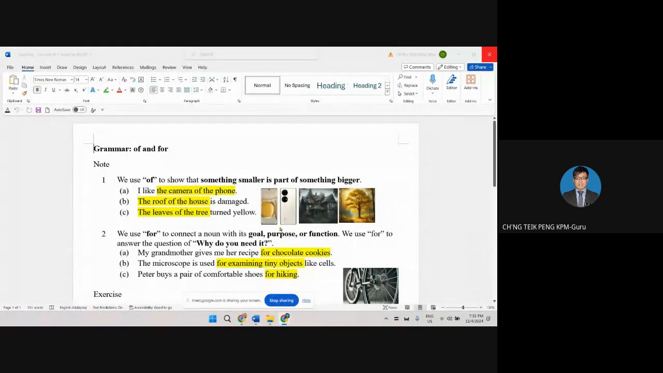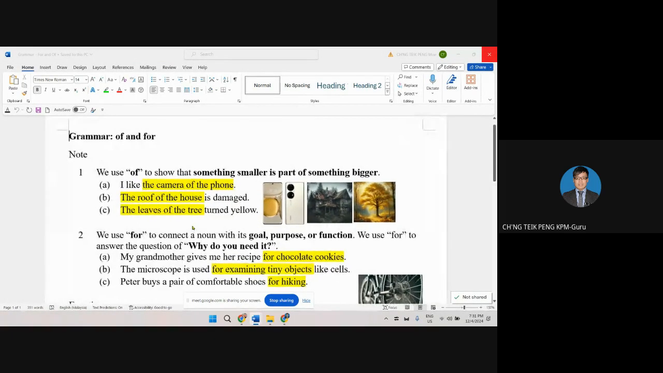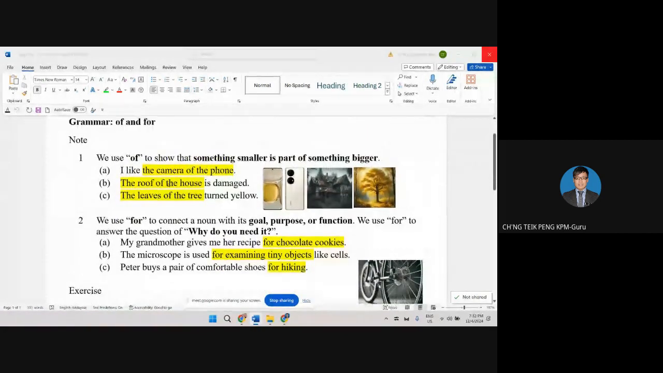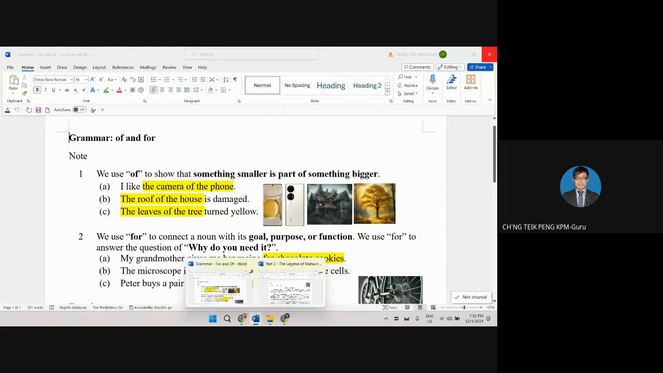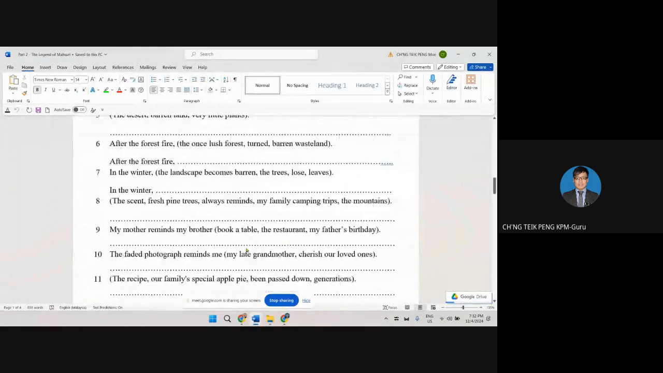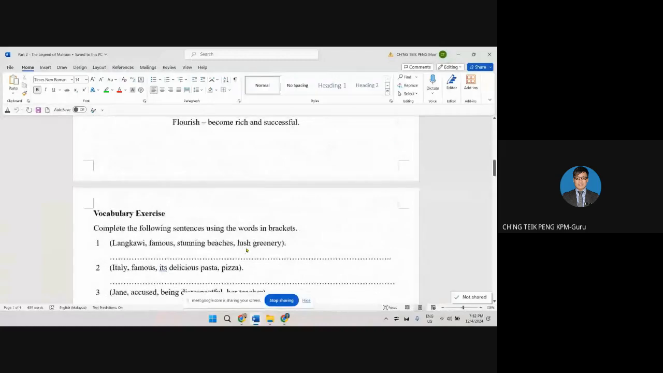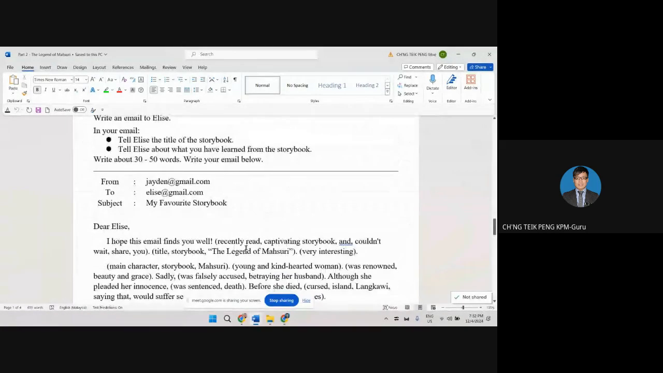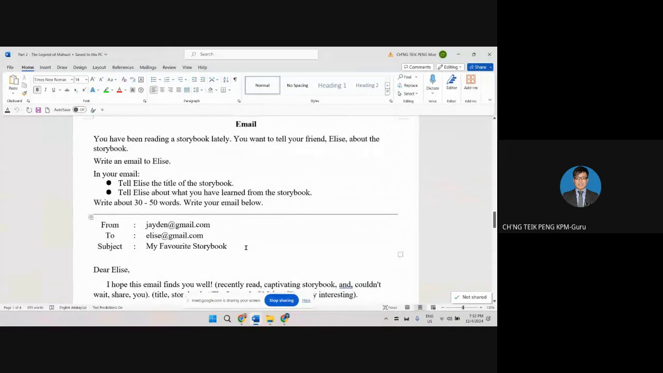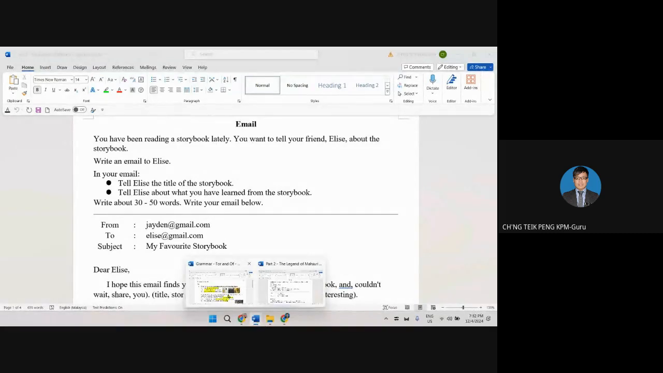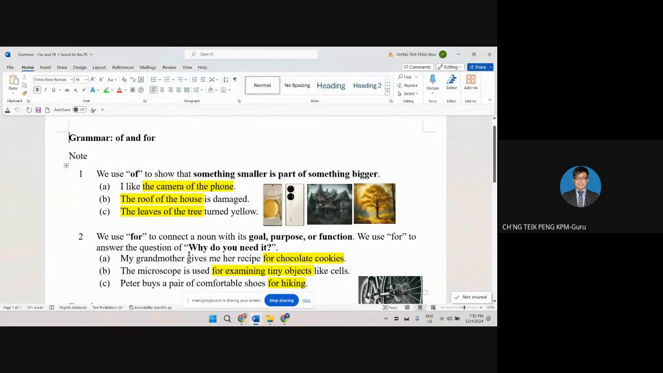For our lesson today, we are going to work on of and for. We are going to look at the differences between of and for. So please take out this handout first. After that, we are going to work on the email, because we have finished our discussion on the comprehension and then the vocabulary exercise. Now we're going to work on the email. So please get ready with the handout first.